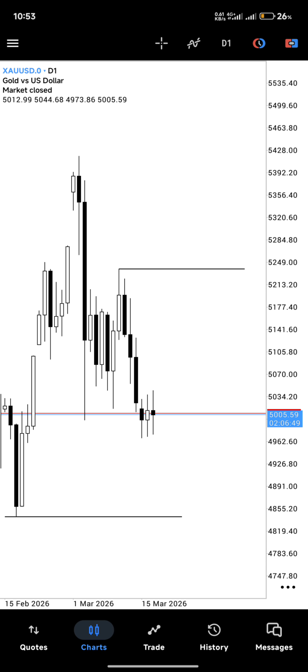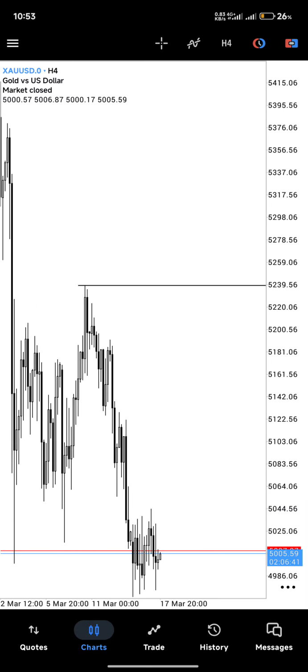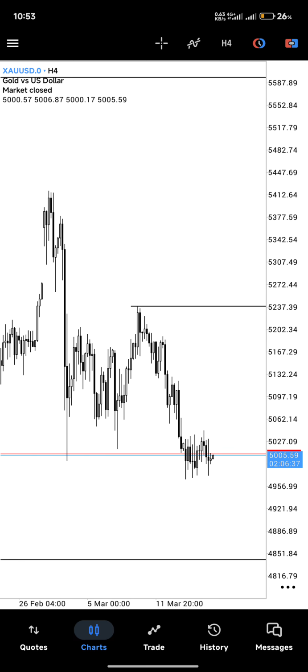Alright, so this is where your 4-hour time frame and your 1-hour time frame come into play. Now it's important as a swing trader, you pay a lot of attention to the 4-hour time frame and 1-hour time frame. Best you pick your entries from those time frames, because gold is very volatile and you would need some space to breathe.